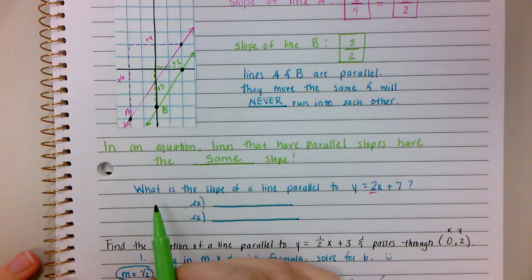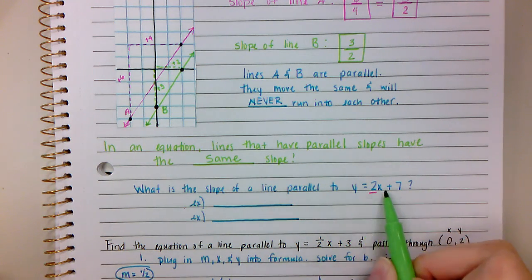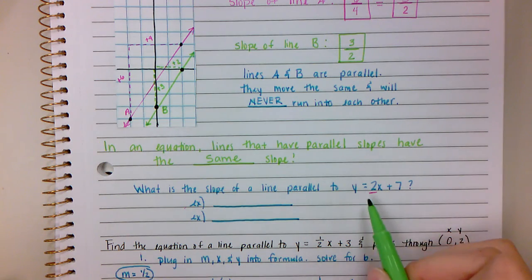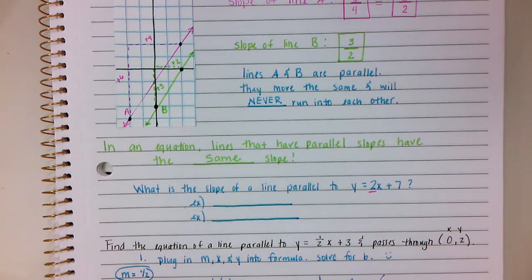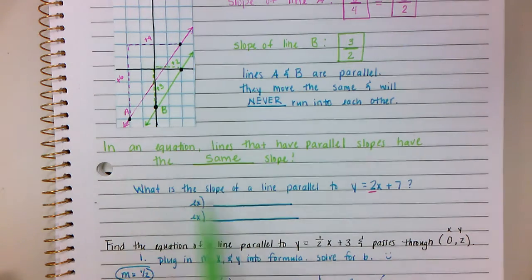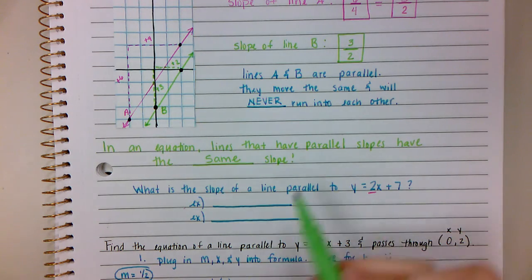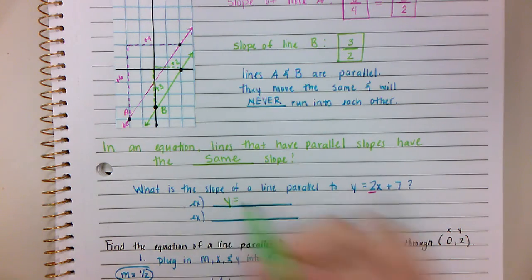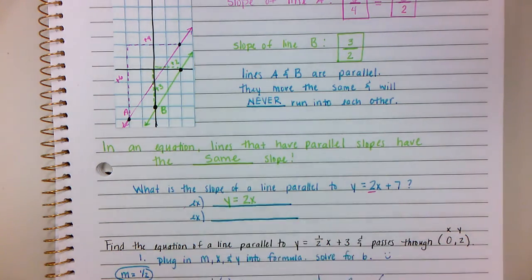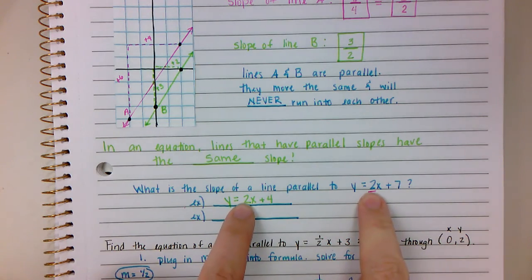So if I've told you that I have a line, and the equation of that line is y equals 2x plus 7, can you tell me another line that would be parallel to this line? Now, the only thing that you know so far about parallel lines is that they have the same slope. Everything else can be different, but they have to have the same slope. So y equals 2x plus 4 is parallel because it has the same slope of 2.